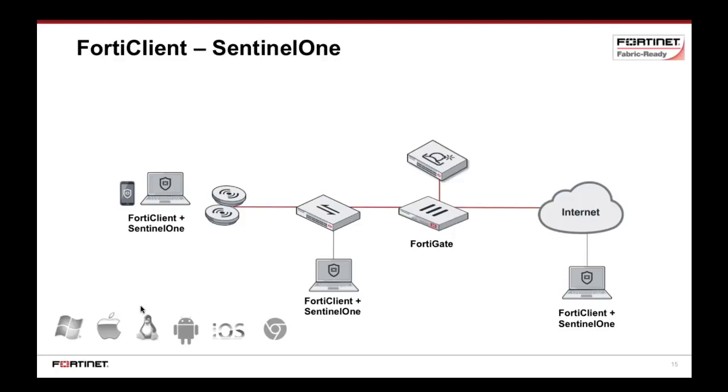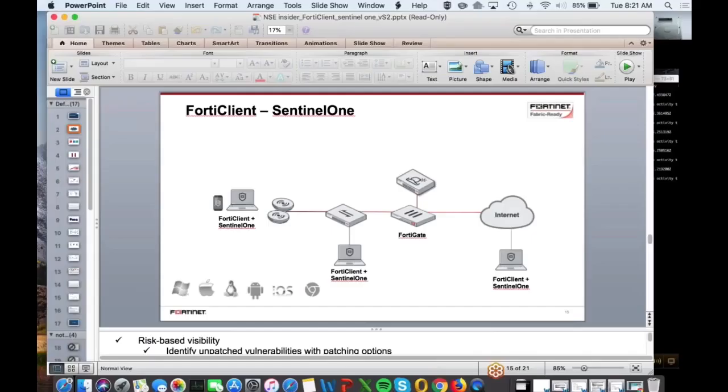So in this case, you'll see that it doesn't matter where the client, I'm sorry, the endpoint is connected, and the endpoint will have FortiClient fabric agents and SentinelOne on the endpoint, and then either connect through FortiGate switches, or when the endpoint is remote, connecting through internet. And this is how it will work. And then from here, I'm going to turn to Chris for the demo.